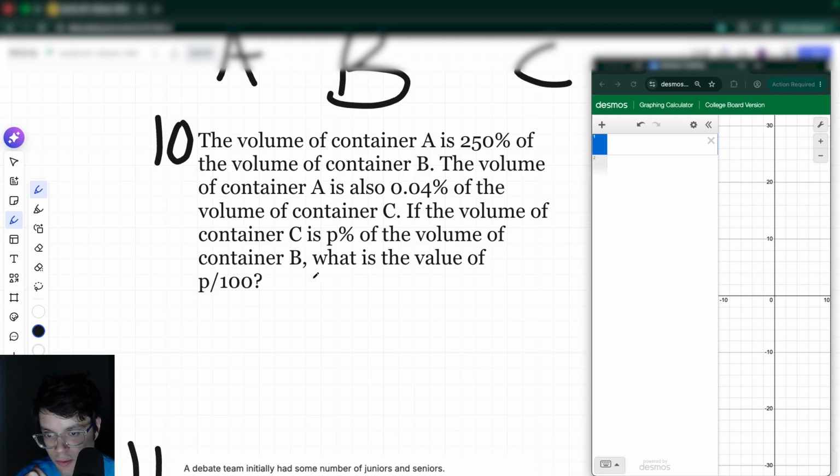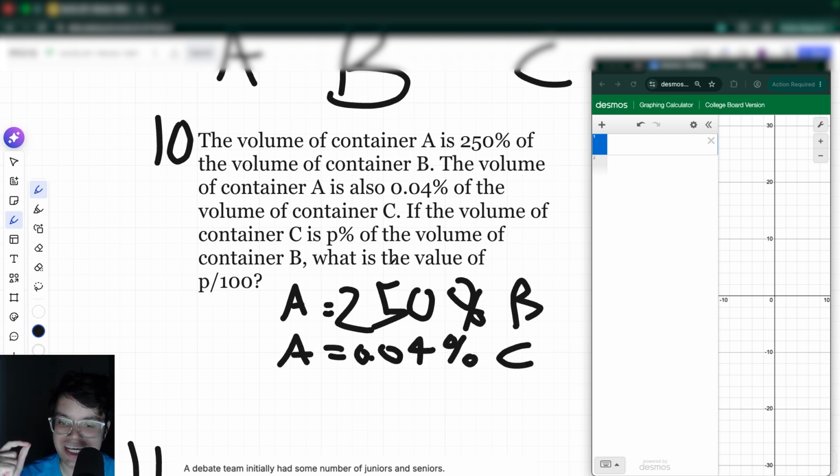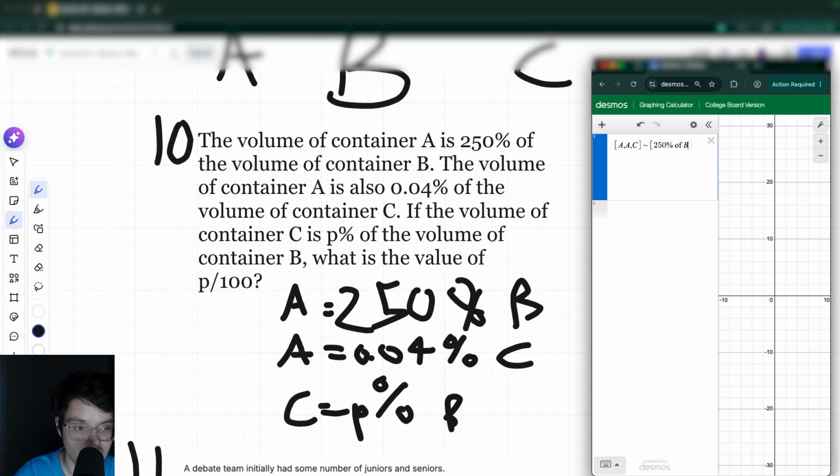So A is 250% of B, so I can just say A equals 250% of B. Then it says A is 0.04% of C, so I can write that as well. And then it says the volume of C is P% of the volume of B. So these are the three equations. Now let me write it in that form I just said. I'm taking the left side of each, and then I'm going to set those equal to the right side of each. So the left side would be A, A, and C, and then tilde for the equal sign, and then the right side: 250% of B, 0.04% of C, and finally P% of B.